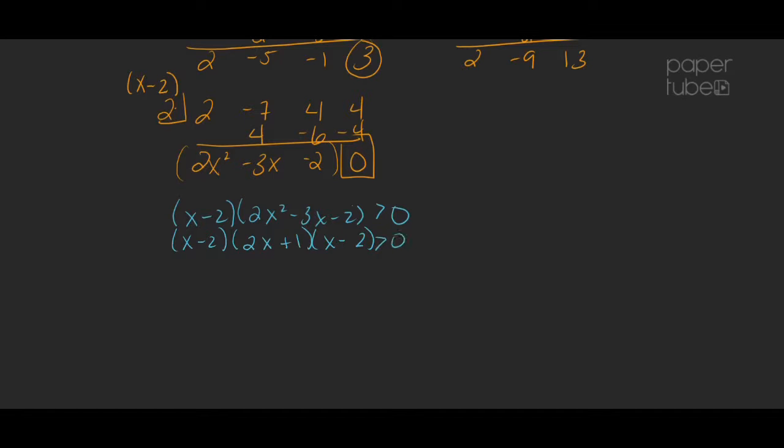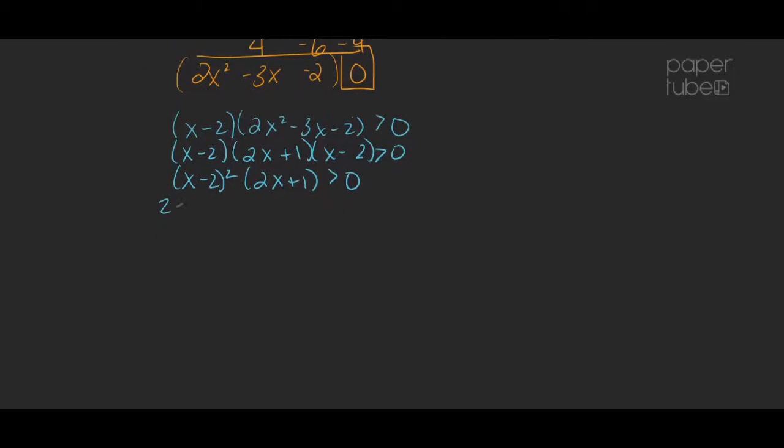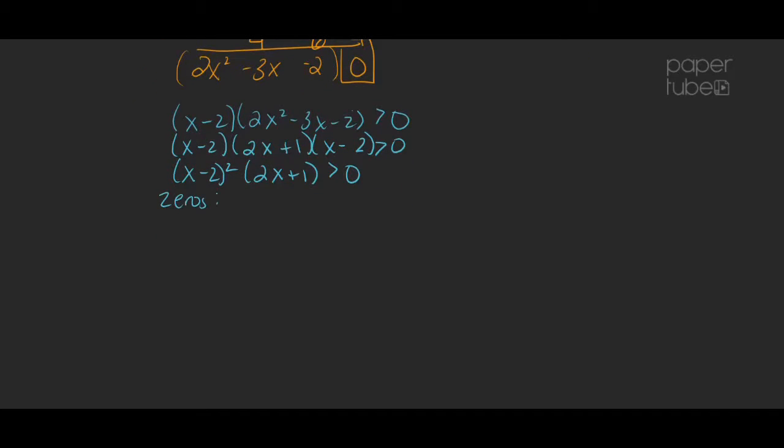Cool. And then I see I have repeating factors, so I'm going to combine those together because no matter what step you do next, that's going to help. Okay, so from here I can tell that we have the following zeros. We have a repeating 0 at 2, and then a 0 at -1/2.